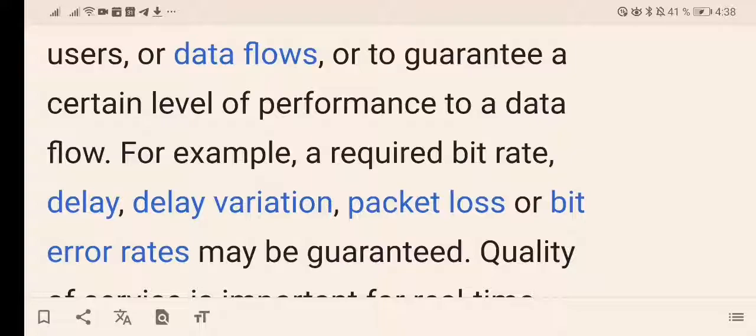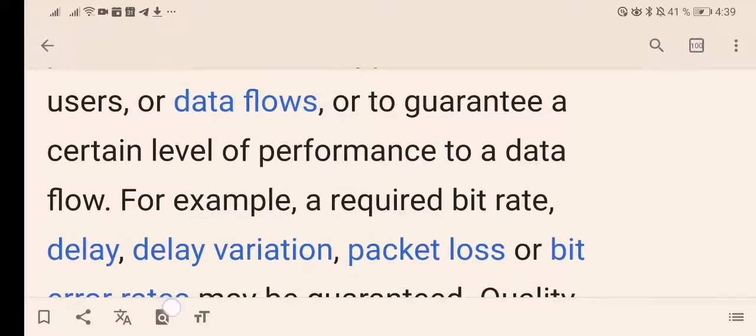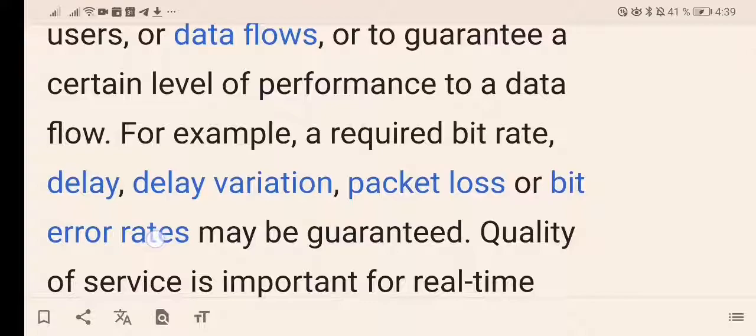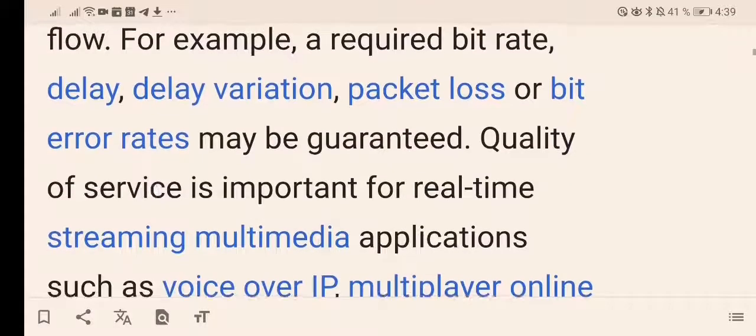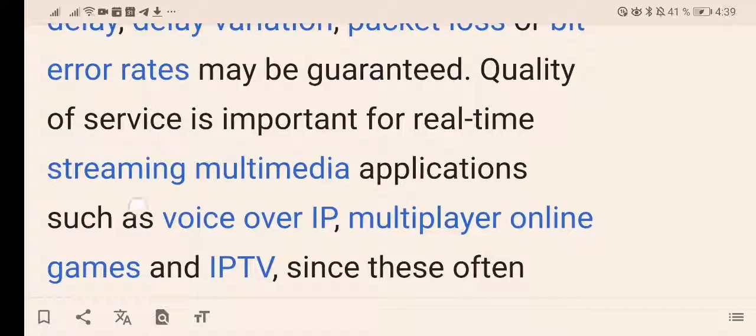Different types of protocols are placed into a data flow, marked as a specific data flow, and they all get the same priority that I establish for them, or to guarantee a certain level of performance to a data flow. For example, a required bit rate, that's the speed, a required bandwidth, a delay variation, packet loss, or bit error rates may be guaranteed as well.